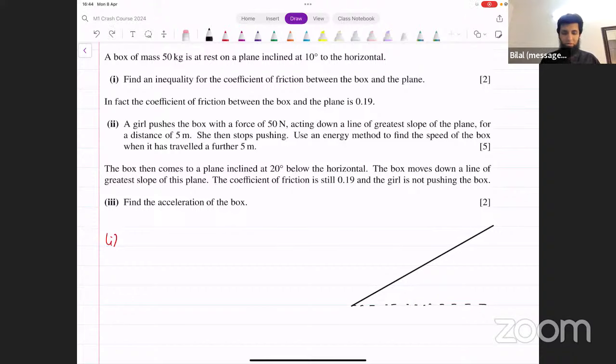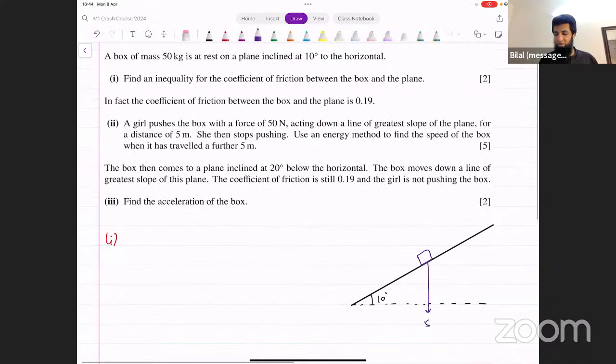Part 2. Okay, all right. So it's an inclined plane like this. The angle of the plane is 10 degrees. There is a box of 50 kg on this inclined plane. That means the weight of the block is going to be 500 Newton, that acts vertically downwards.